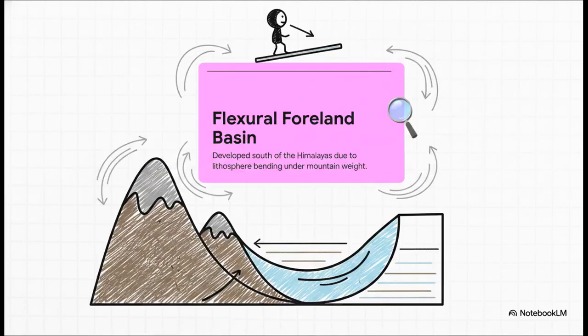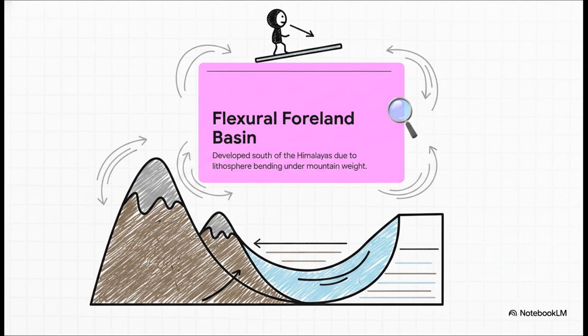All right, let's get our bearings by defining exactly what we're looking at here. The Siwalik Foreland Basin is what geologists call a flexural foreland basin. It developed south of the Himalayas due to the violent collision between the Indian Plate and the Eurasian Plate. But the key word here is absolutely flexural.